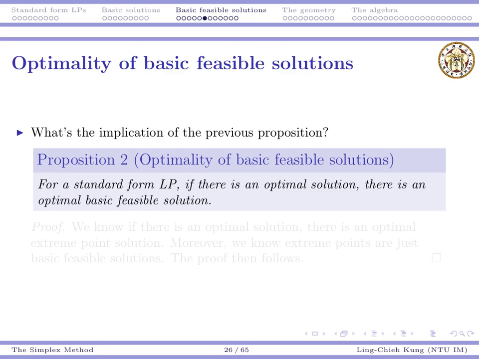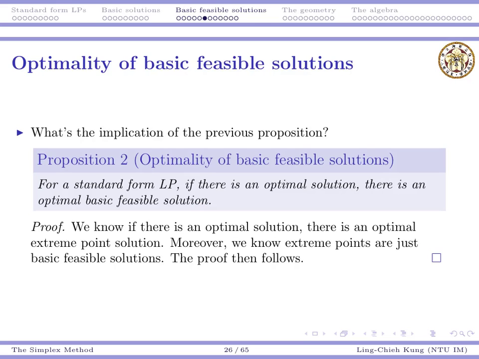So what's the implication of that? Now we can say that basic feasible solutions are highly related to the optimality of linear programs. Given any linear program in standard form, if there is an optimal solution, then there is an optimal basic feasible solution. Why? Because we know if there is an optimal solution, there is an extreme point optimal solution. Also, extreme points are just basic feasible solutions, so now we only need to care about basic feasible solutions.